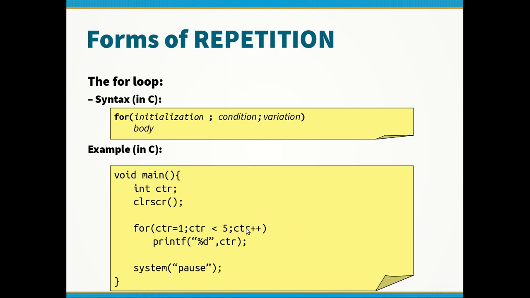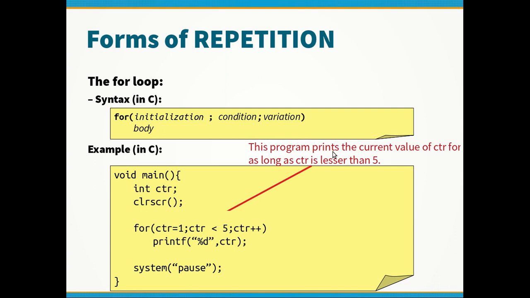here, and 4 plus 1 is now 5, and CTR is, or 4 is still lesser than 5, we print 4, and now CTR is 5, and 5 is not lesser than 5 anymore, therefore we skip this, we exit the loop, and we go right here right away. Right. So yes, this program prints the current value of CTR for as long as CTR is lesser than 5.